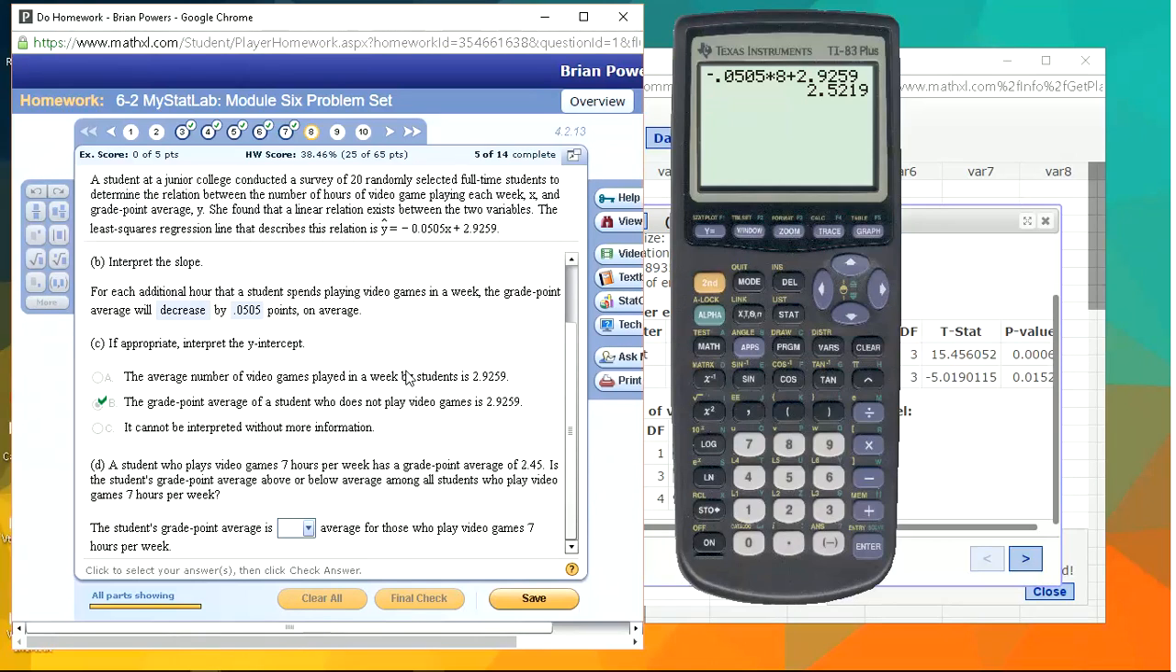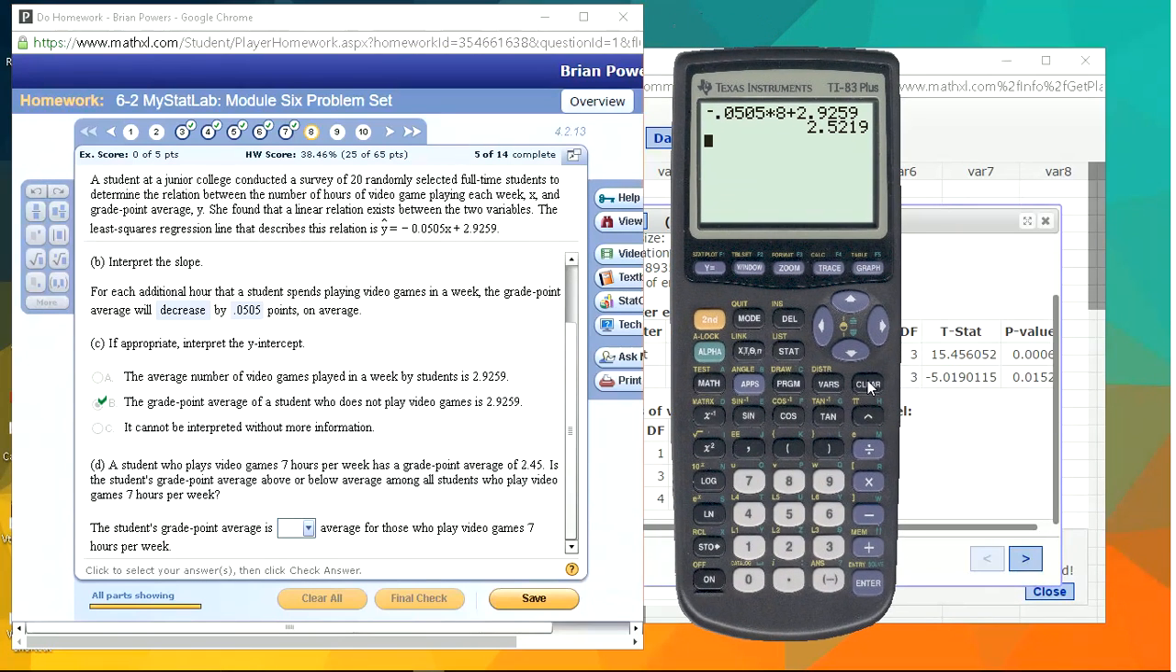All right. A student who plays video games 7 hours per week has a grade point average of 2.45. Is the student's grade point average above or below the average among all students? Let's just see what the model would have predicted. That's what it's really asking. The model would predict negative 0.0505 times 7 for 7 hours plus 2.9259. Okay, the model would predict 2.5724.